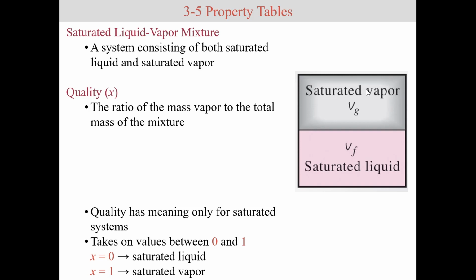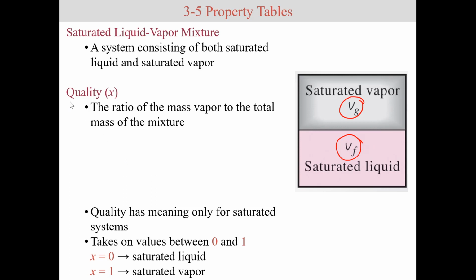The next slide we're going to be looking at is what happens when I'm not at just a saturated vapor or just a saturated liquid. What if I'm at a saturated liquid-vapor mixture? I have a combination of both gas and fluid existing at the same time. How do I figure out what my properties are? It's not just going to be the gas specific volume, for example. If I'm trying to find my specific volume of a saturated liquid-vapor mixture, it's not just going to be the gas specific volume, and it's not just going to be the fluid specific volume. It's going to be a combination of both. So how do I figure that out?